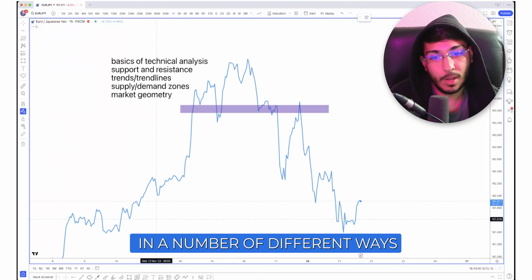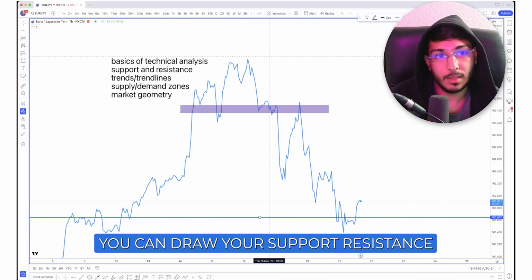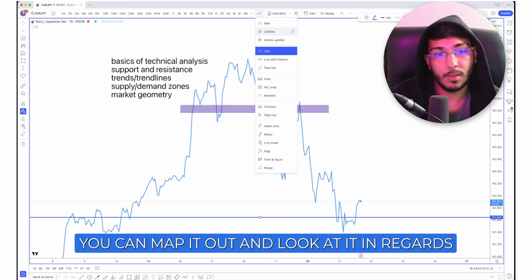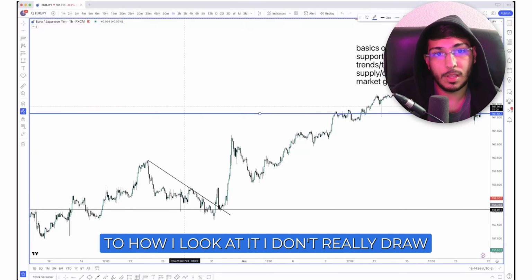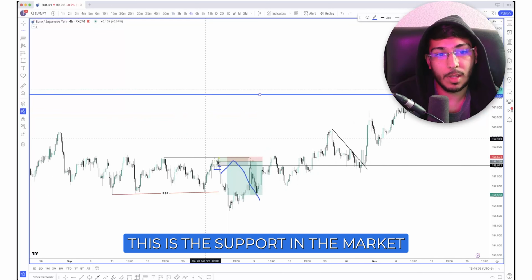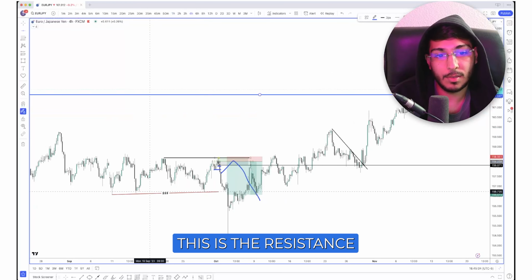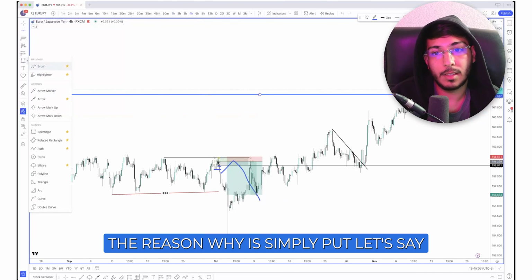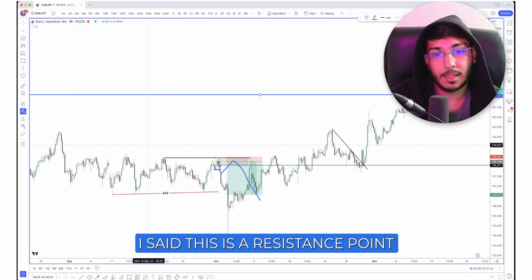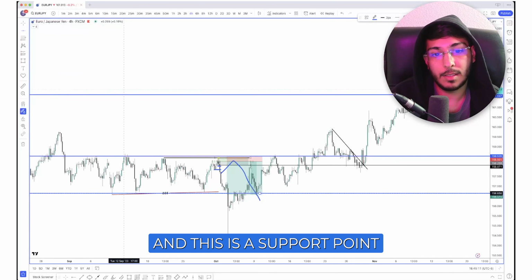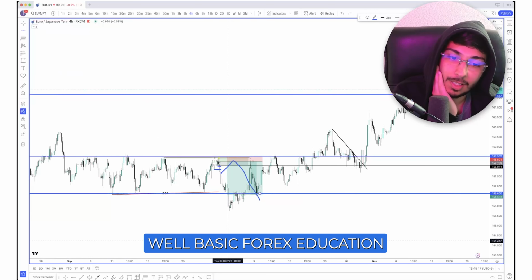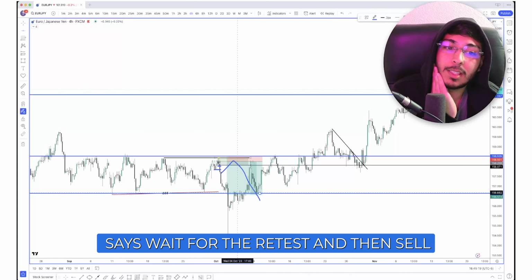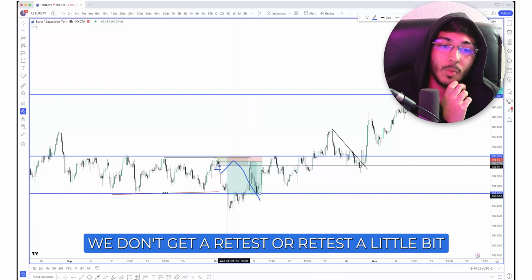There are a number of different ways you can draw your support and resistance, a number of different ways you can map it out and look at it. In regards to how I look at it, I don't really draw horizontal lines and say, okay, this is the support in the market, this is the resistance. The reason is, let's say I said this is a resistance point and this is a support point. If this support point was to break, as it did, basic Forex education says wait for the retest and then sell. Well, in this example, we don't get a retest.